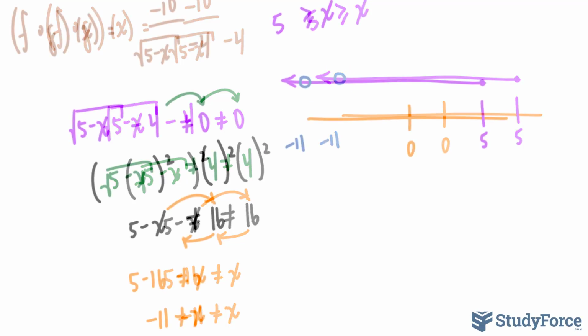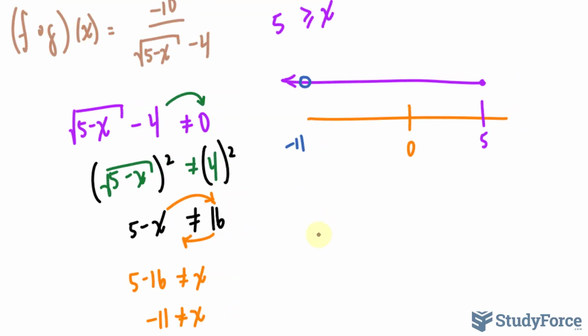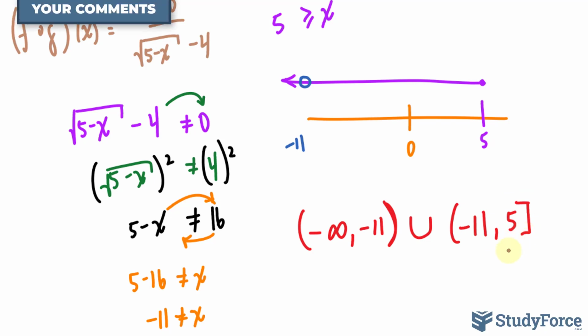So our domain has to be values that go from negative infinity all the way to negative 11. And since it can't reach negative infinity, I'll place parentheses, this symbol, this round bracket. And it cannot reach negative 11 either. So I'll place round brackets as well. And that is in union with everything to the right of that. So negative 11, it can't be negative 11, so we're using the parentheses, all the way to 5. It can be 5, so I'll use square brackets.